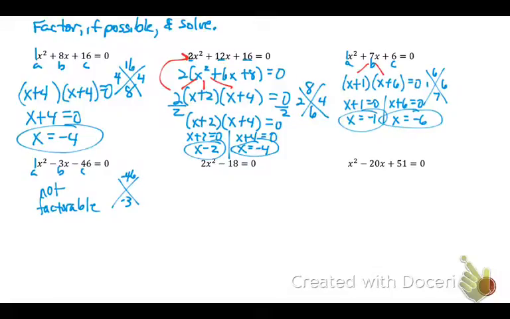All right, next one. This is a problem that I'm going to come back to after I give you a few more notes. So first of all, let's just start it. So write this one down, 2x squared minus 18 equals 0. Notice we have a greatest common factor, so let's factor the 2 out of there.